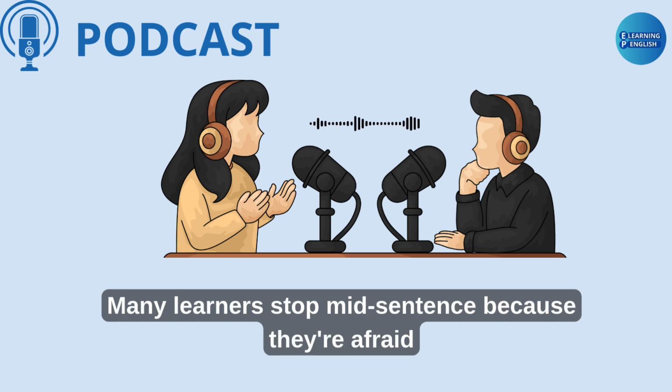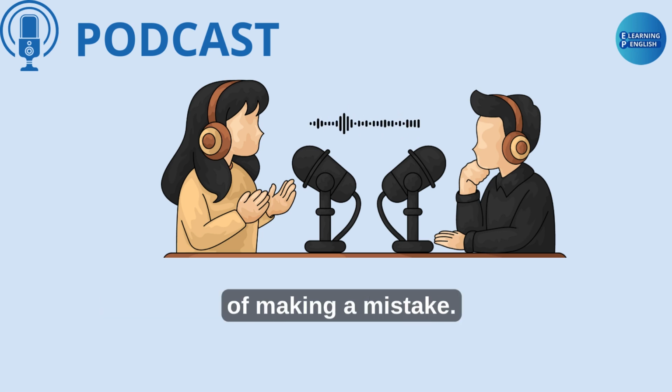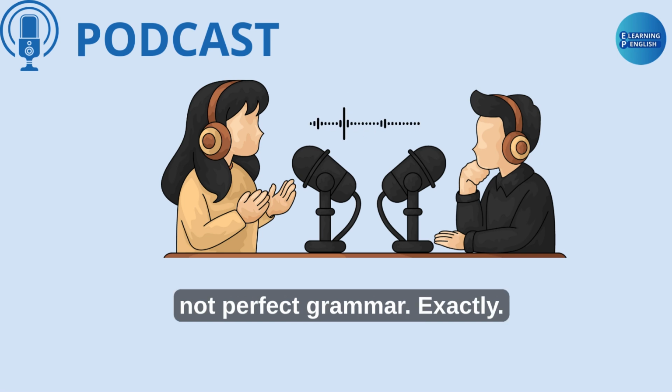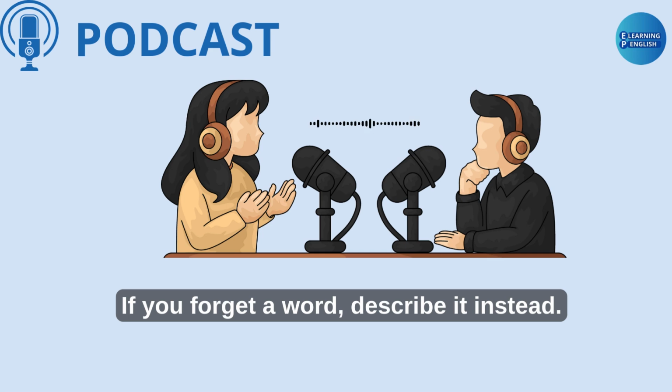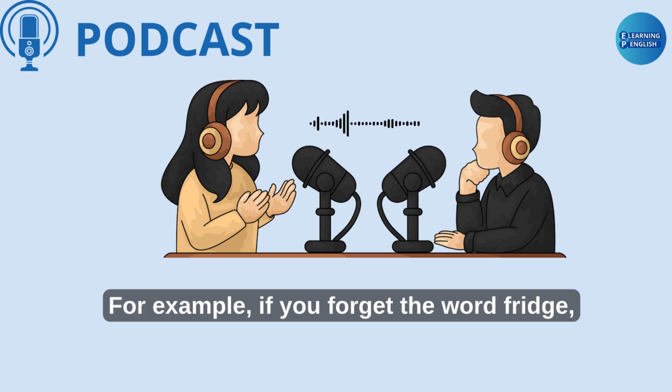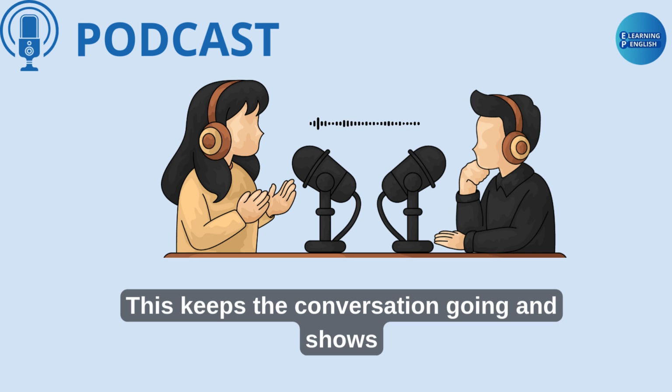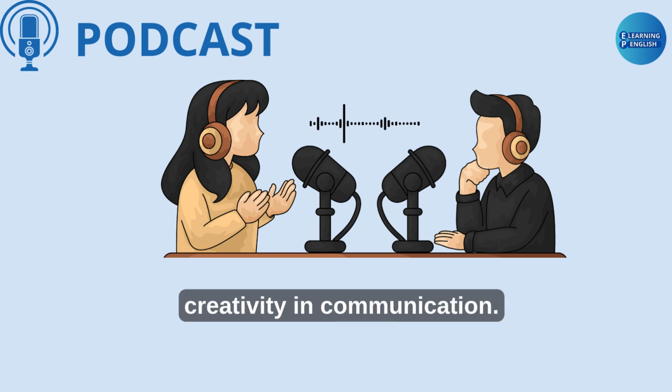Many learners stop mid-sentence because they're afraid of making a mistake. But in real life, the goal is communication, not perfect grammar. Exactly. If you forget a word, describe it instead. For example, if you forget the word fridge, you can say, "the machine that keeps food cold." This keeps the conversation going and shows creativity in communication.